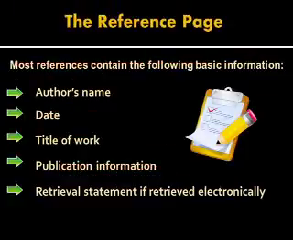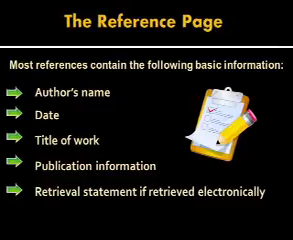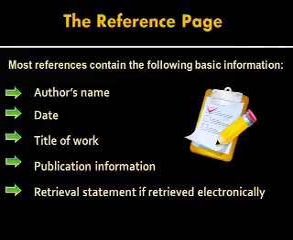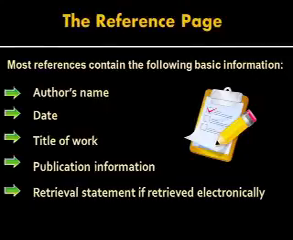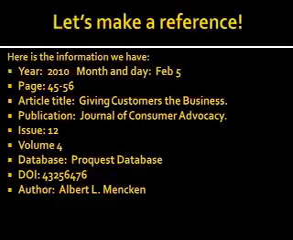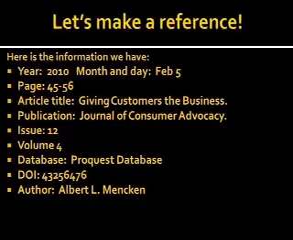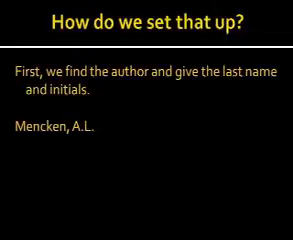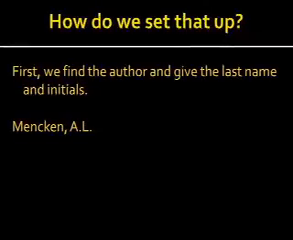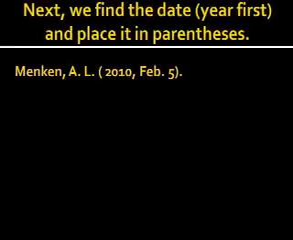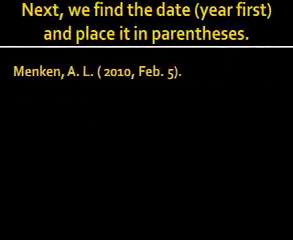Next, let's take a closer look at the reference page, which is alphabetized by the author's last name and usually contains such basic information as the author's name, the date, the title of the work, publication information, and a retrieval statement if the source is electronic. Let's say we had this information and just a bit more, perhaps a database name, a document identification number or DOI, and the page numbers. To set the reference up, we start with the author's name in the form of last name first and his or her initials. The date comes next. It is placed in parentheses with the year first.